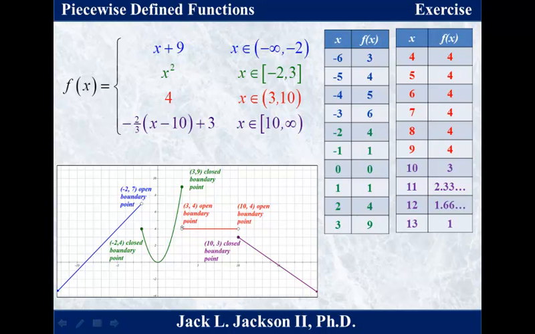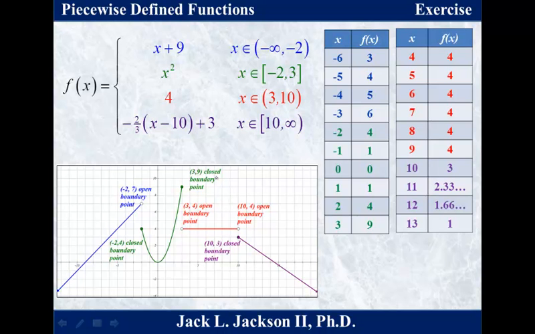Those are both open boundary points, but we have solid dots in between them, including things like 3.1, 4 and 9.9, 4. But when we actually get to 10, then we use this formula here. Notice that's a linear equation with slope negative 2 thirds, and it goes through the point, if it's in the piece of the domain here, it goes through the point 10, 3. That's a point slope formula for a line. And of course 10 is exactly the boundary, so 10, 3 really is the boundary point there. We can see that, plug in 10 for x, and this is 0, plus 3 is 3.